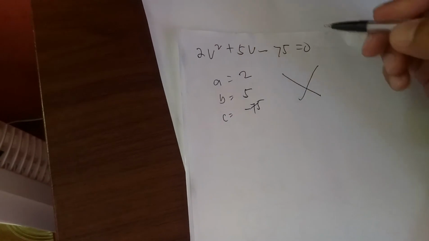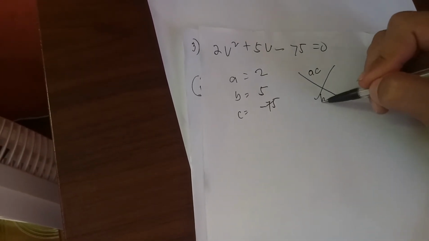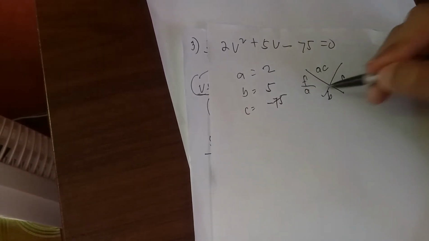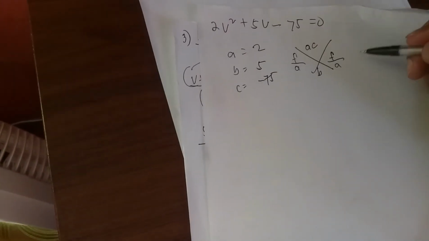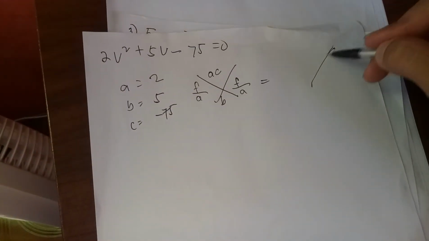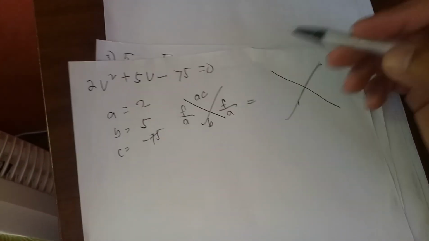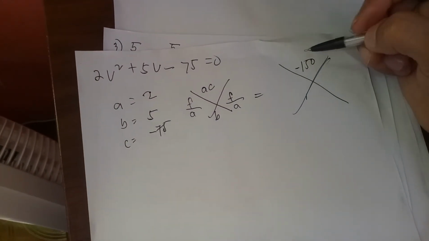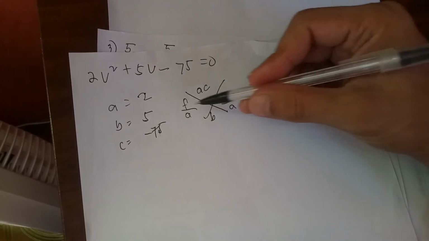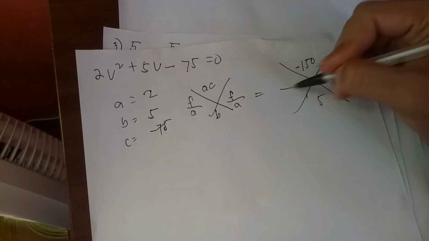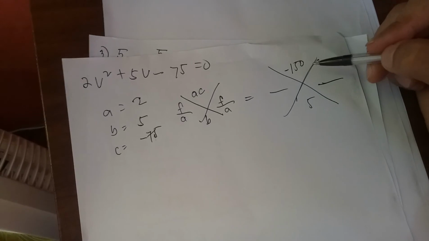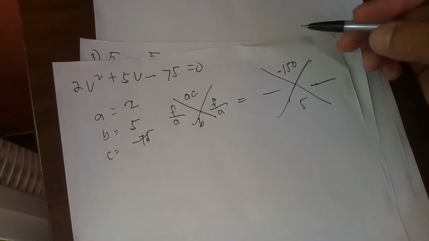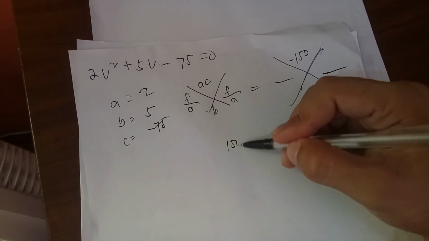Using x method, it is the product of a times c over b, and then the numerator is the factor of ac, and the denominator is the value of a. So it's equal to, let us have bigger x. So what is a times c? And that is 2 times negative 75 is negative 150. And b here, b is equal to 5. So in the left and right fractions, let us factor 150, wherein you could get the sum of 5. So what are the possible factors of 150?